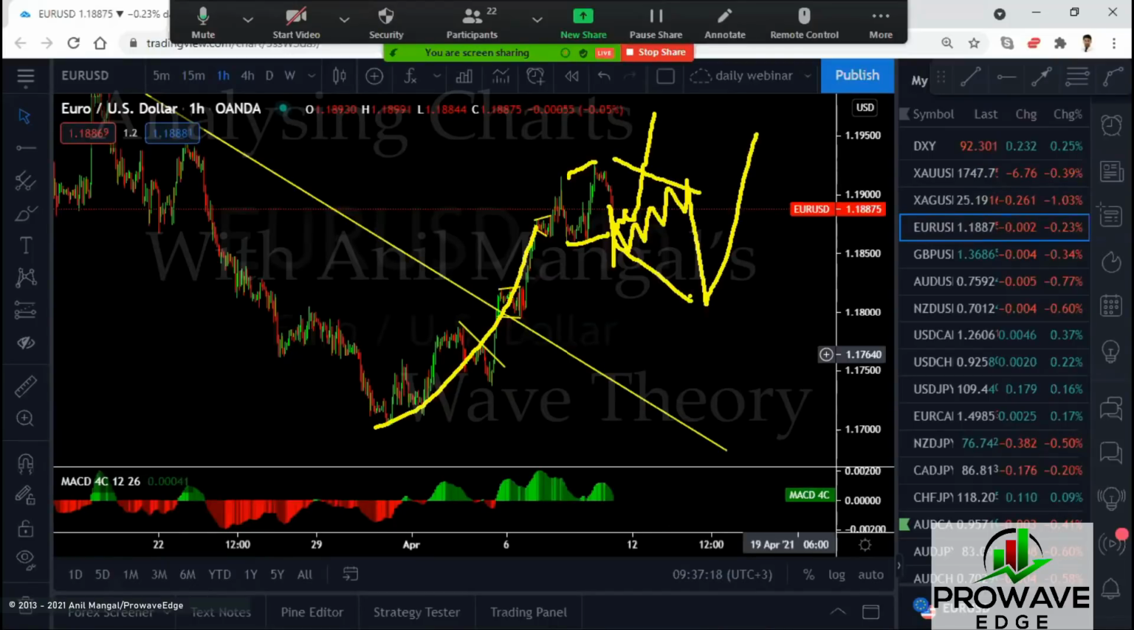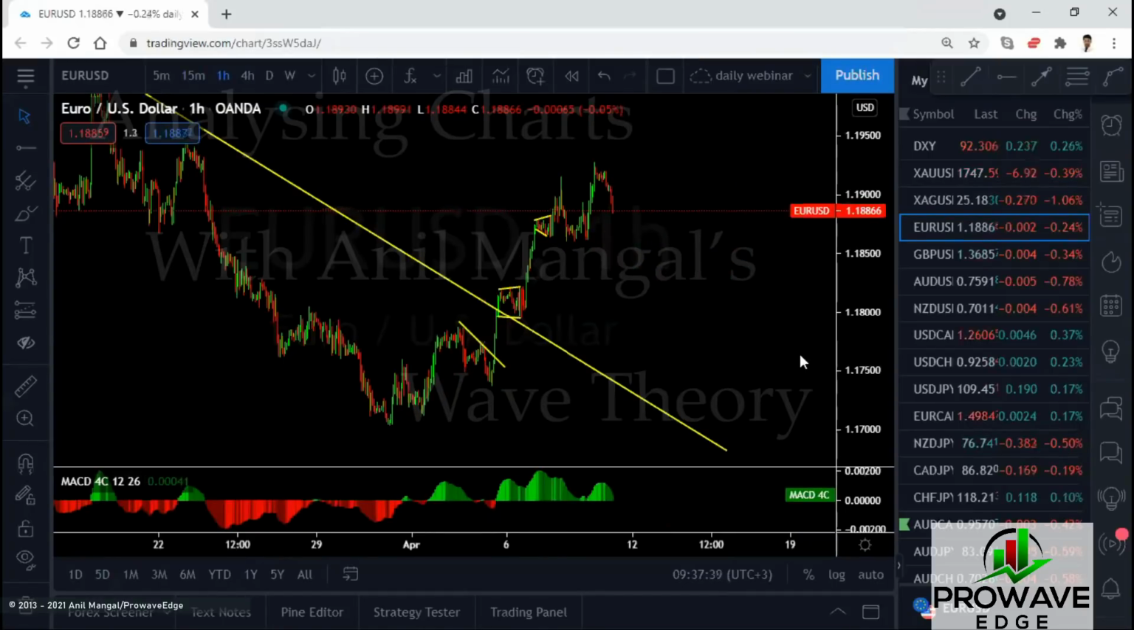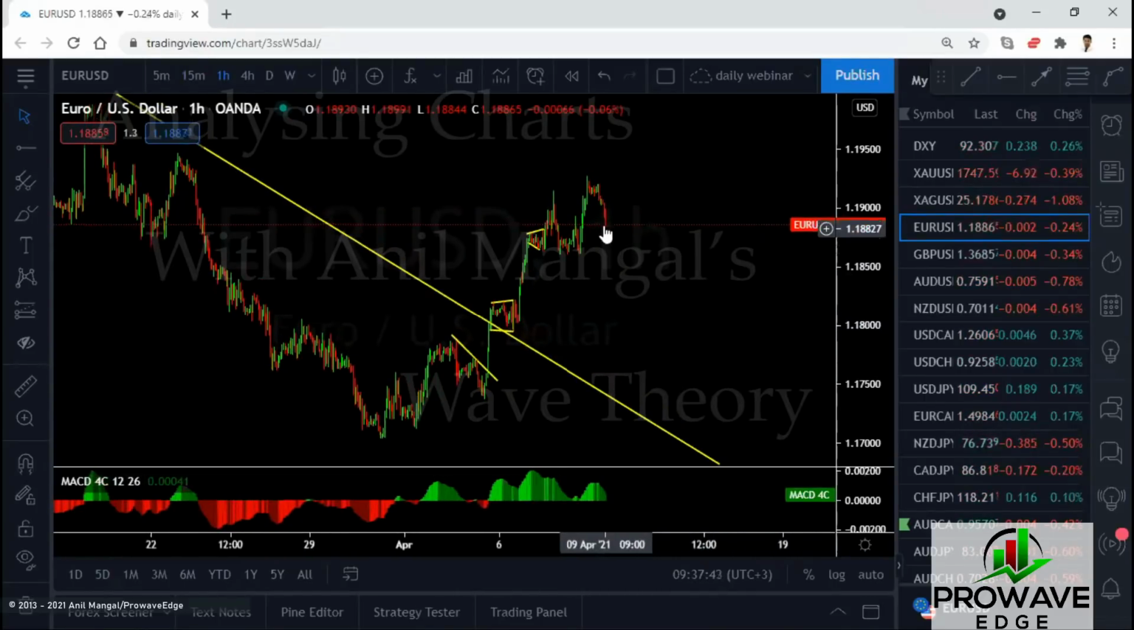Which of the two? It doesn't matter because the next move to the upside would be a buy, either as a correction or as an impulse. So you take the buy and you'll figure it out as it goes. It's that simple. Now we just have to wait for this to finish. You don't have to sell the euro. We're not selling the euro. We're selling everything else but the euro and buying everything else on the other side, right?